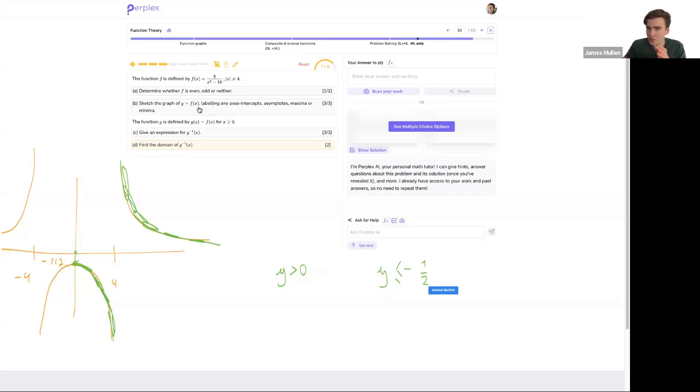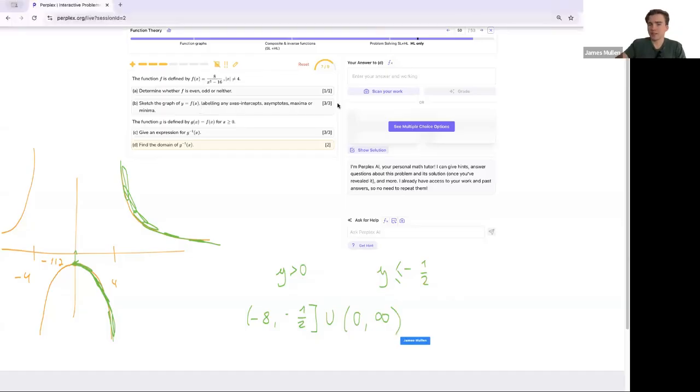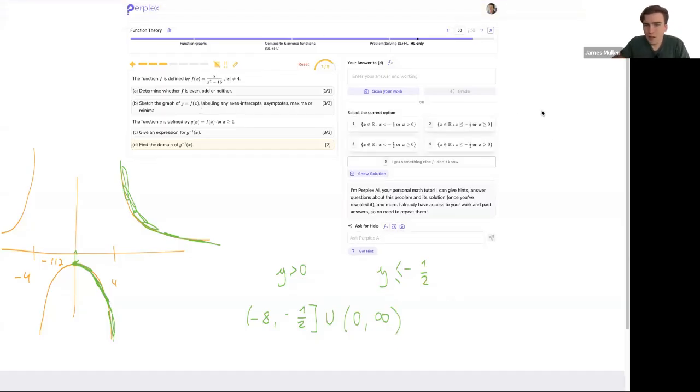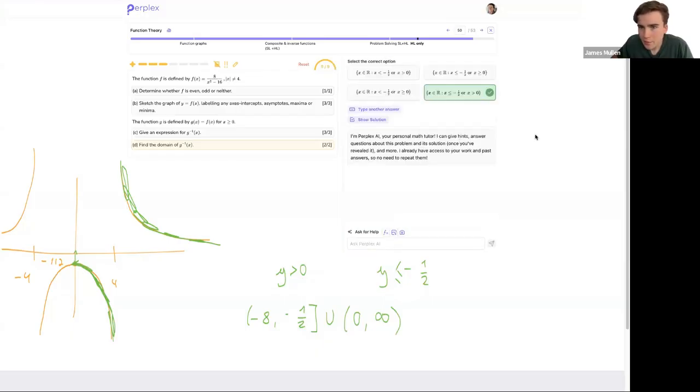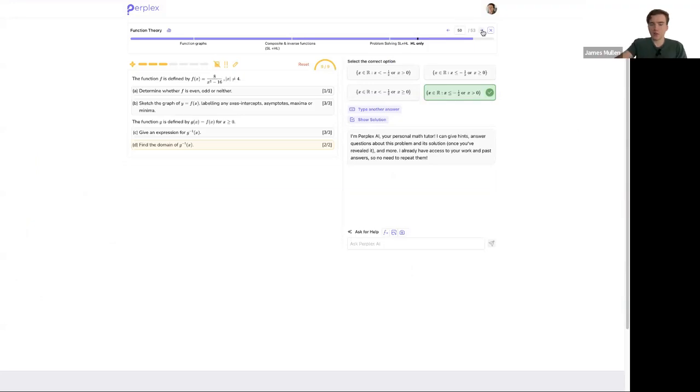So if I merge those and I write them in interval notation, I have negative infinity up to negative 1/2, and sorry, this negative 1/2 is inclusive, so square bracket, union 0 exclusive up to infinity exclusive. Let's see our multiple choice answers. So x is less than or equal to negative 1/2 or greater than 0. There we go. Moving on to the next question.